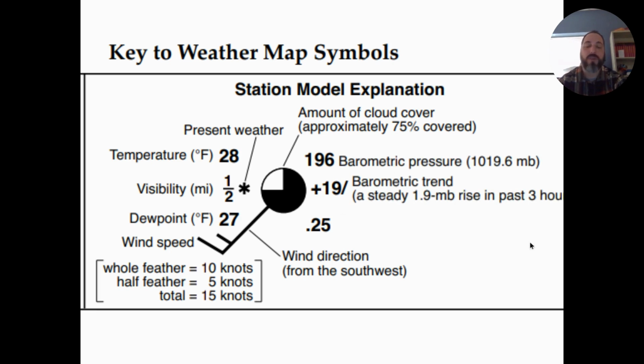Right up here, we got our barometric pressure. Now, this 196 does not represent our exact barometric pressure. It's not 196. It actually represents the number 1019.6 millibars.